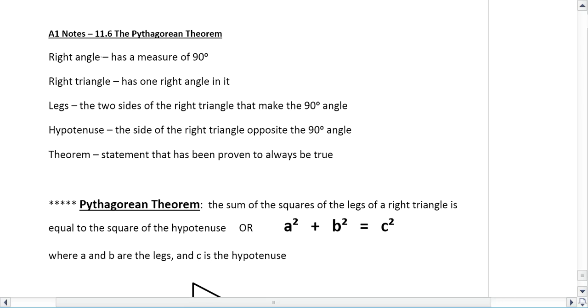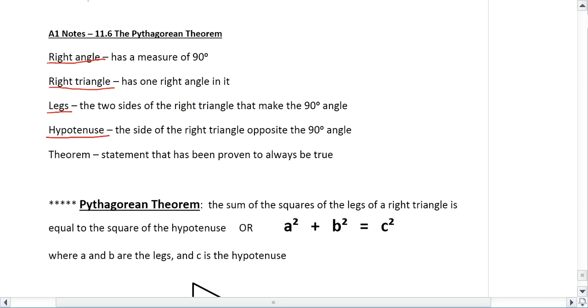So let's get started. First, some terms, and I'm going to go through this Pythagorean part kind of quick because I know you've seen it before in pre-algebra. So first, a right angle is a 90-degree angle. A right triangle is a triangle that happens to have a 90-degree angle in it. The legs of a right triangle are the two sides that touch the 90 or make up the 90, and the hypotenuse is the side that's across from the 90.